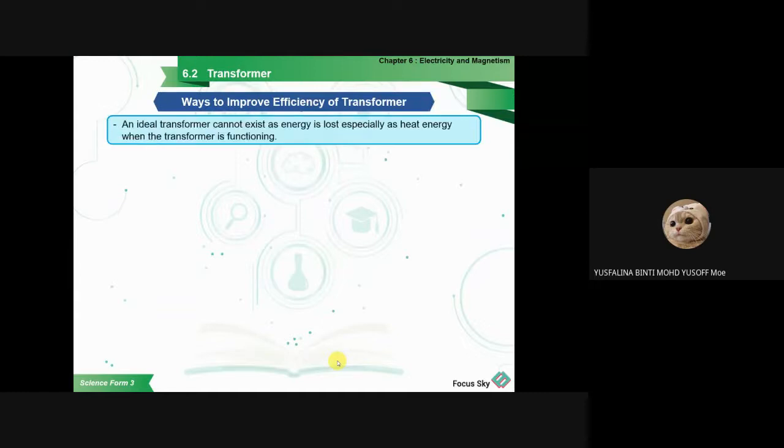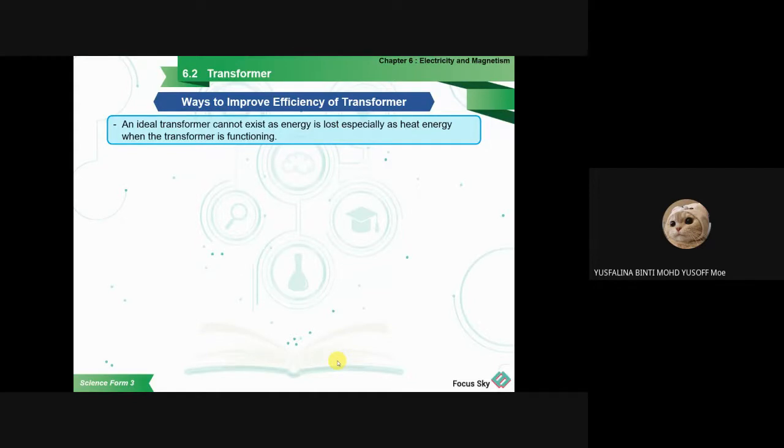So how do you improve the efficiency of a transformer? Just now when I calculated, it was only 75%. So how can I increase the efficiency? The ideal transformer cannot exist, as I said just now. Why? Because it will lose energy, especially as heat energy, when the transformer is functioning.